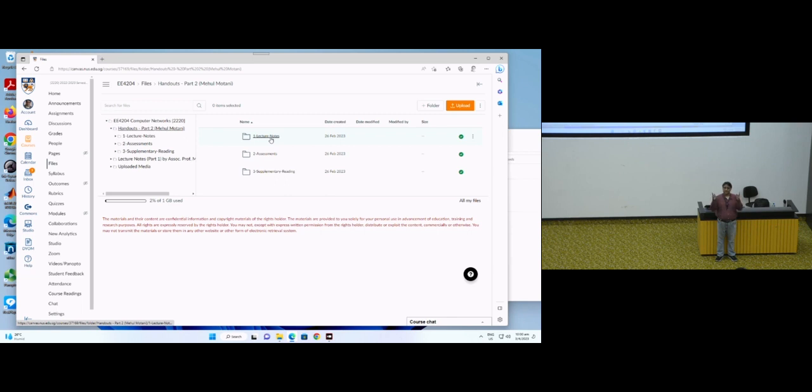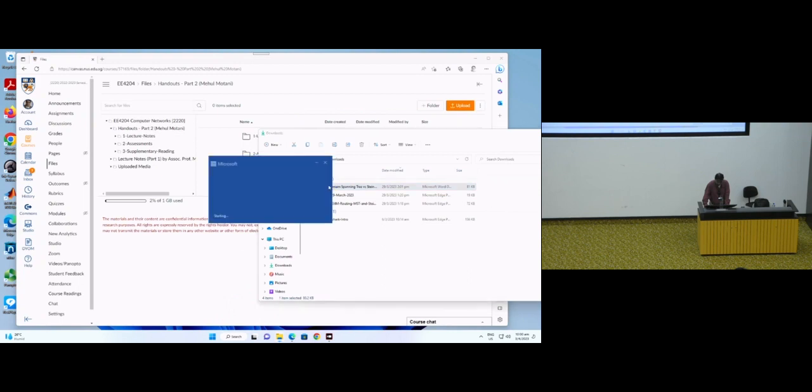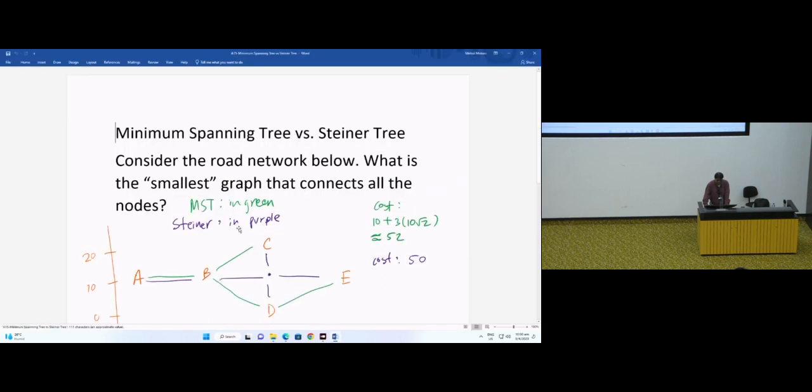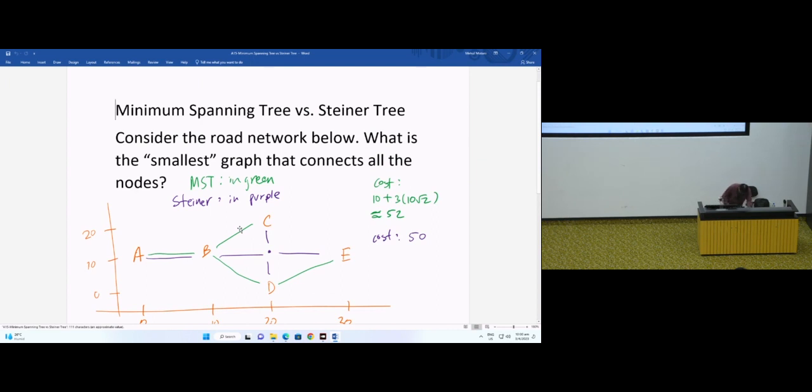So we have finished the network layer last week, right? And I think that I ended by talking about Steiner trees and minimum spanning tree, right? And there was a document that I had brought up, and there were some questions about it, so I thought maybe I can address some questions about it.